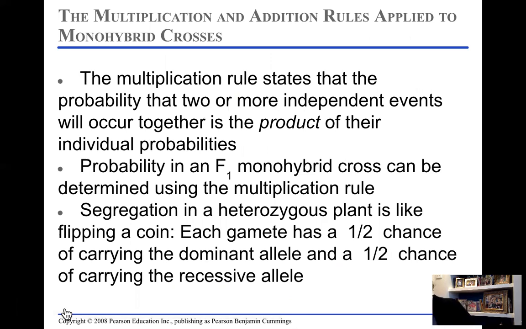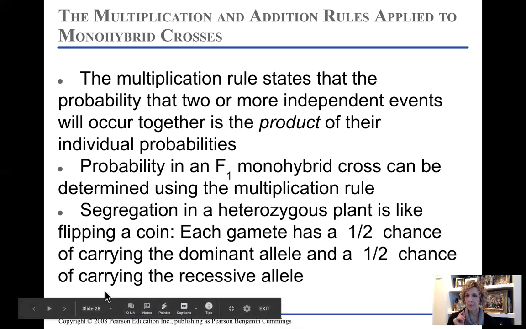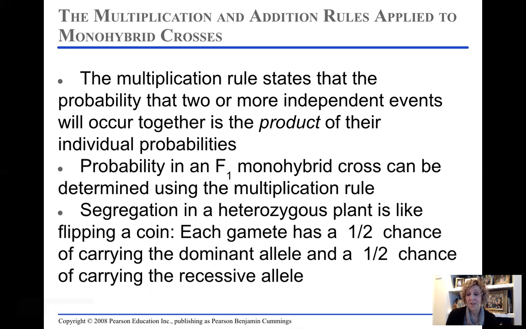The College Board used to have a lot of genetic problems, which was very difficult, and now they really don't as much. But there are 2 major laws of statistics that you need to know for genetics. One of them is the multiplication rule, and the other one is the addition rule, all right? So the multiplication rule states that the probability of 2 independent events occurring together at the same time would be a multiplication of their 2 probabilities, all right?